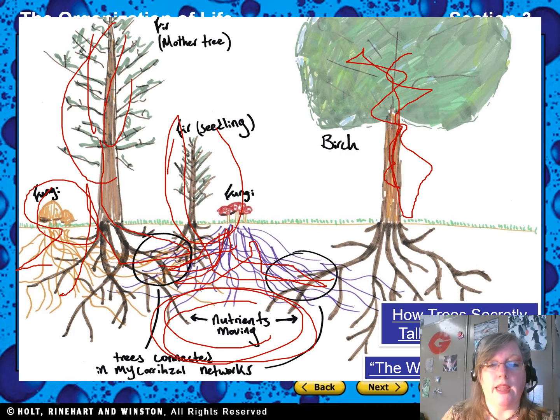This is a mother tree. She can send nutrients to her baby tree. All right, so it's not talking like we do, but there is a lot of good information. And these two links here, how trees secretly talk to each other and the wood wide web, are really, really amazing. I'm going to go ahead and play one of them. See if I can. I think I can. I might not can, but we will in class. All right, but these are amazing.